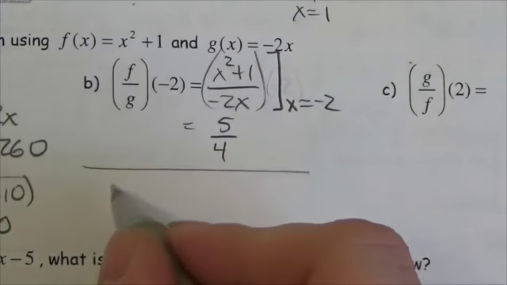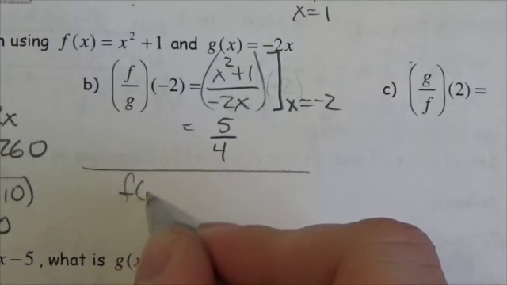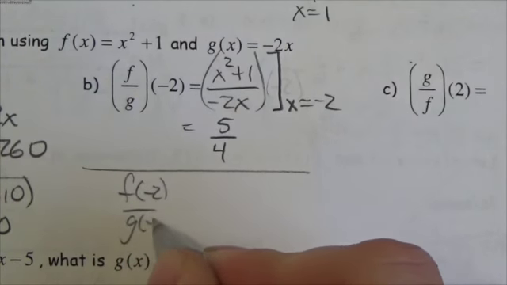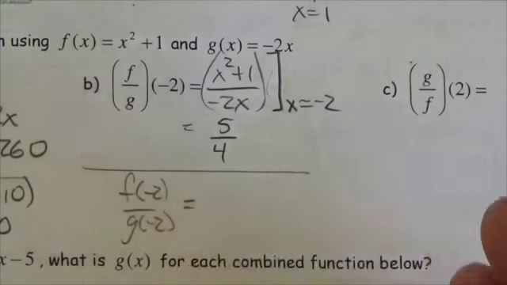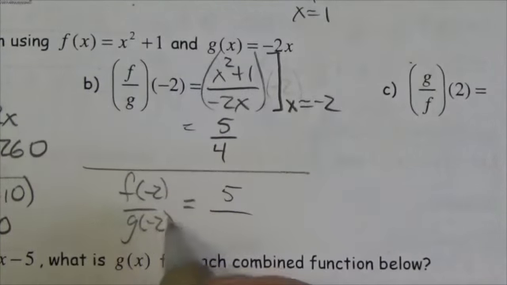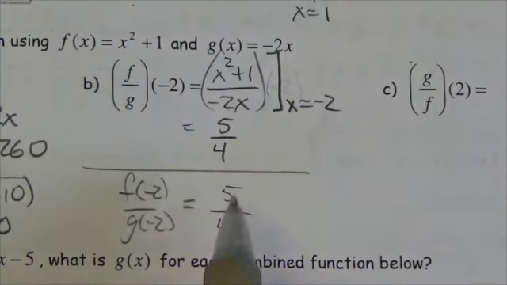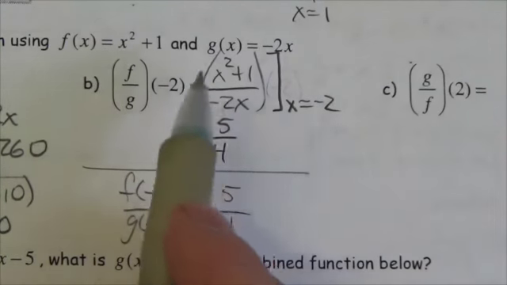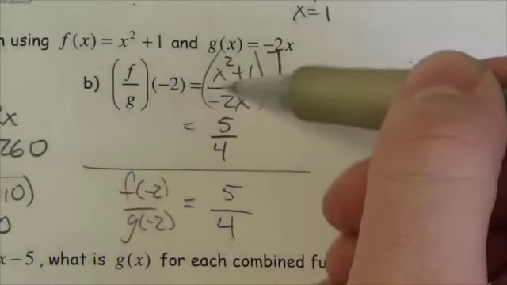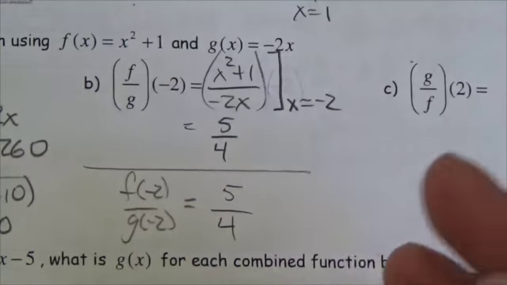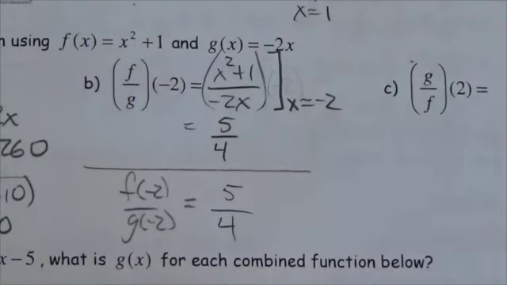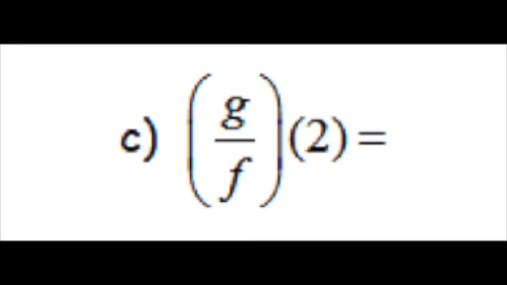The other way of doing this is to make this f of negative 2 divided by g of negative 2. Well, f of negative 2 is going to be 5, and g of negative 2, again, is going to be 4. Actually, in this particular case, because there was no simplifying that I really could do in this expression right here, these are basically just two ways of looking at the exact same thing. g divided by f evaluated at 2.